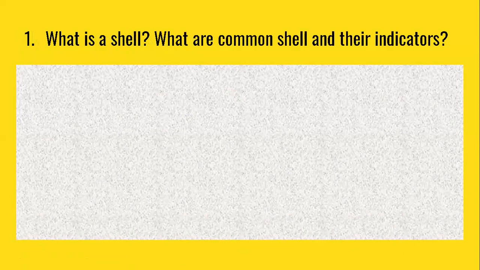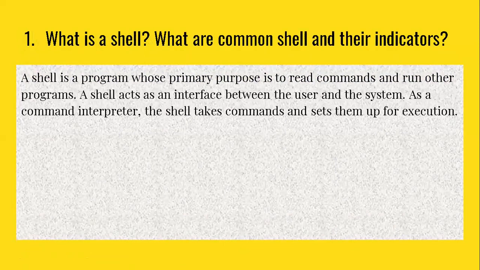What is a shell, and what are the common shells and their features? So what is a shell? A shell is a program whose primary purpose is to read commands and run other programs. A shell acts as an interface between the user and the system. As a command interpreter, the shell takes commands and sets them up for execution.